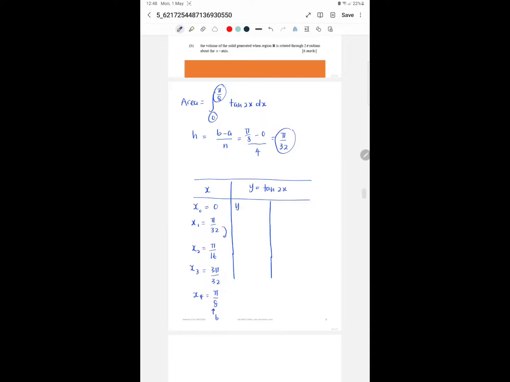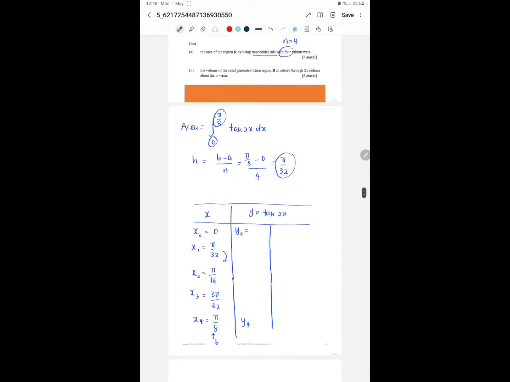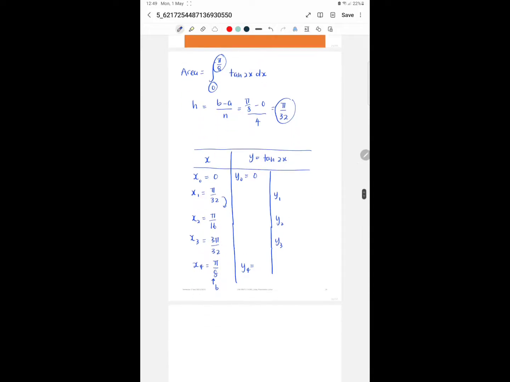So now x0 with y0, then the last one here, y4. The middle values will be in the third column: y1, y2, y3 there, right? So we're going to use the calculator here, tangent 0. So you get 0, right?